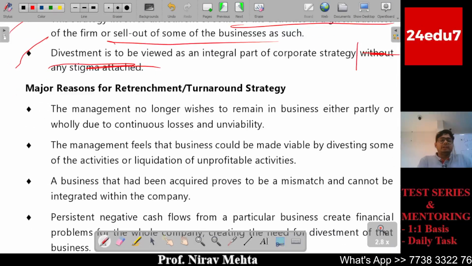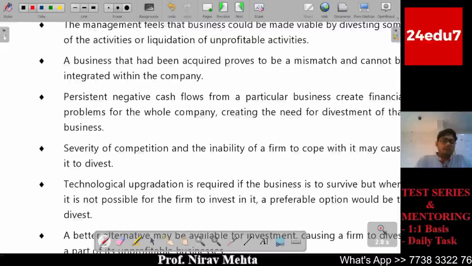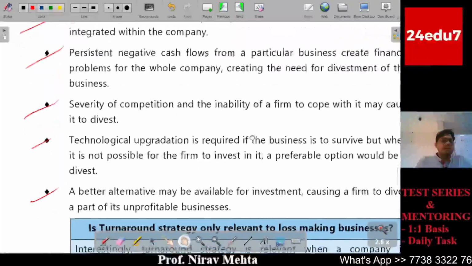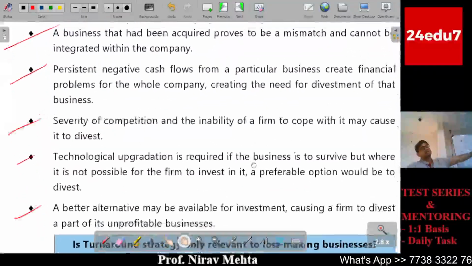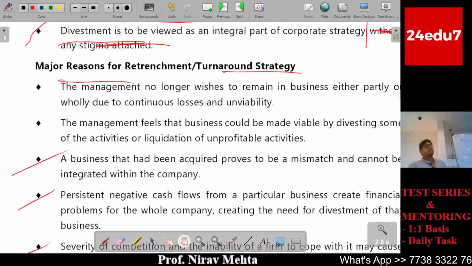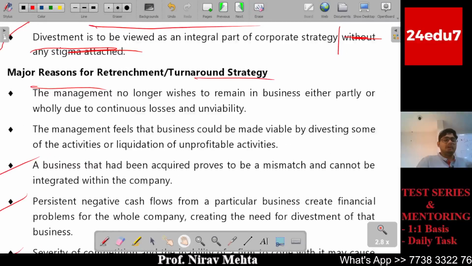Major reasons for retrenchment or turnaround. See these last 5 points. This is divestment only, which we just did. The question comes like this also: major reasons for retrenchment or turnaround. The answer is the reasons of divestment only, because divestment is a part of retrenchment. Yes or no?